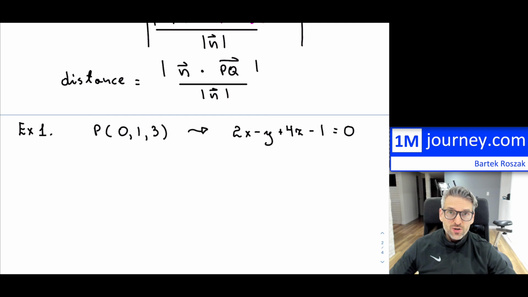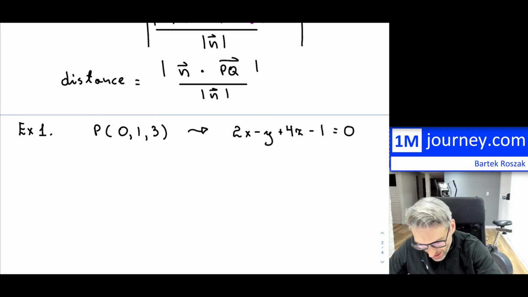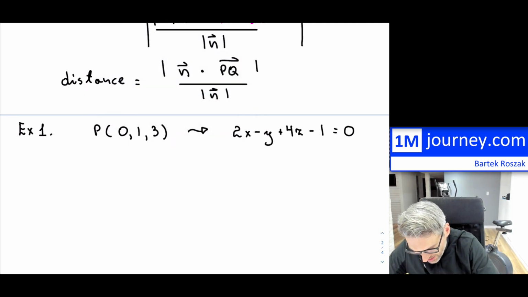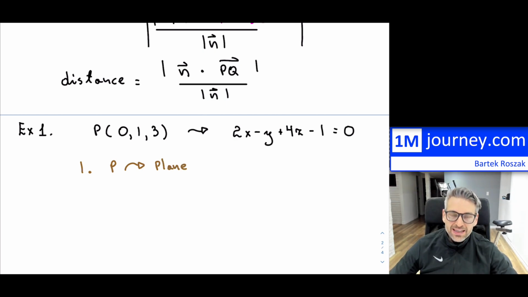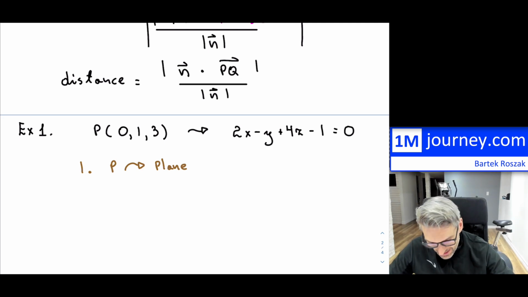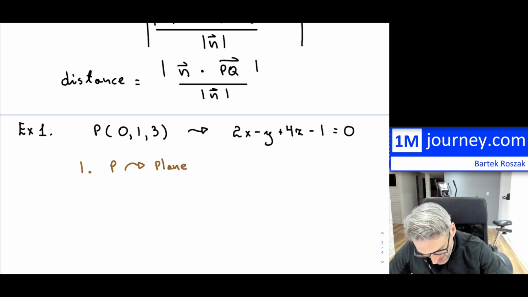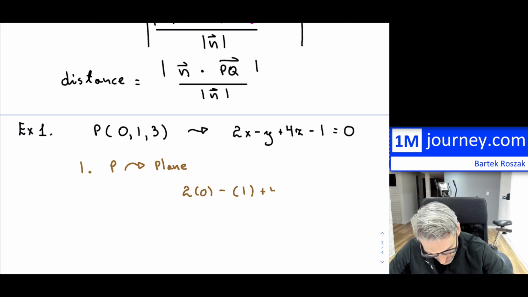Now, before you start plugging away and trying to find the result, number one, just check if the point P is actually on the plane, just to save yourself some time. It's highly unlikely that it is, but it might be. So you can check that, and that check is very easy. You can substitute the point into the plane and just check. So this is going to be 2 multiplied by 0 minus 1 plus 4 multiplied by 3 minus 1 is equal to 0. So let's see what the left-hand side gives us.